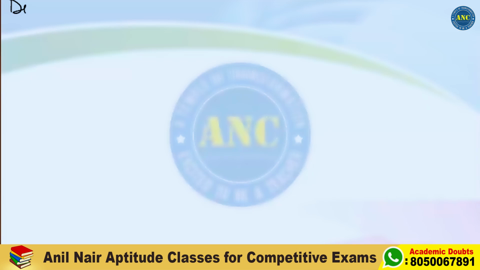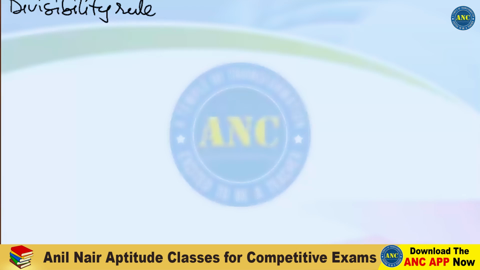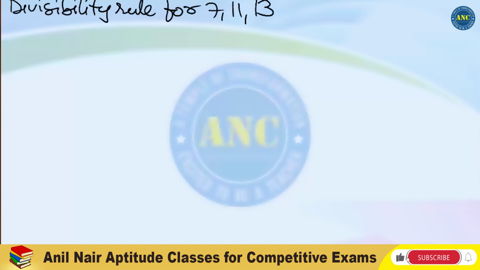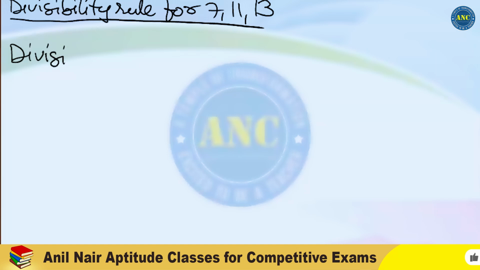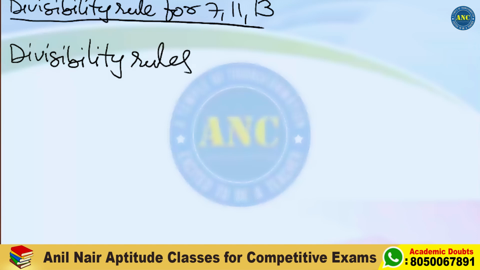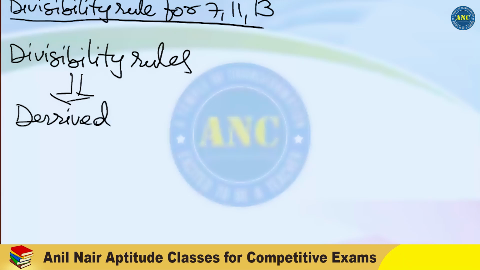Divisibility rule. First concept. Concept 1. Divisibility rule for 7, 11, 13. First I will discuss the divisibility rule for 7, 11, 13. All the divisibility rules that I am explaining are derived from Fermat's theorem.